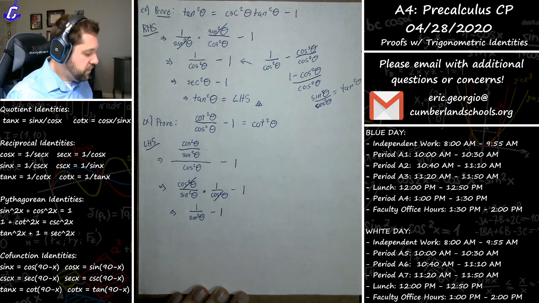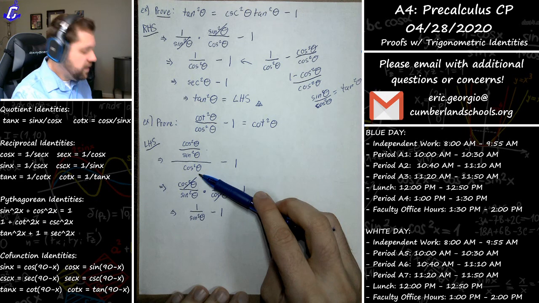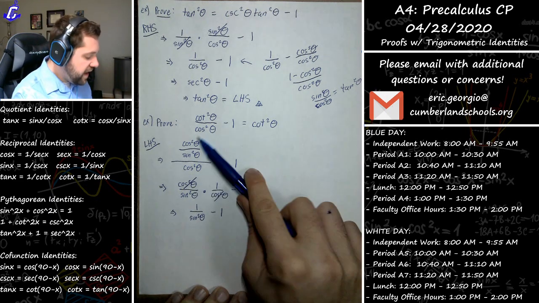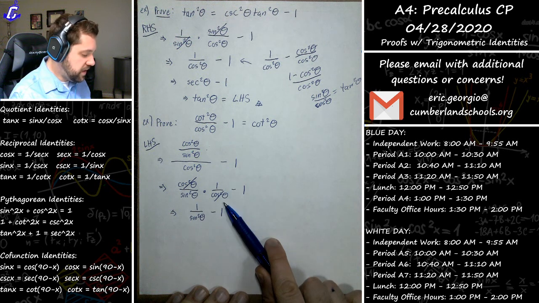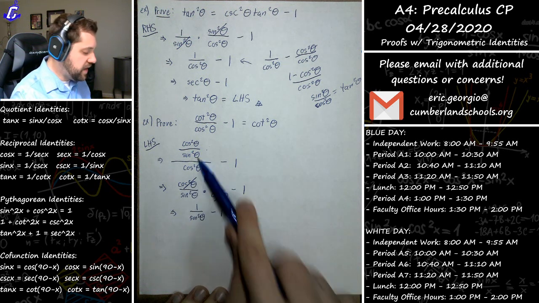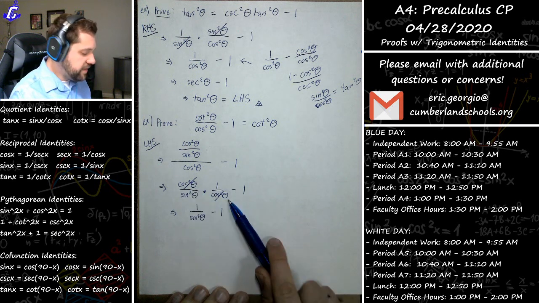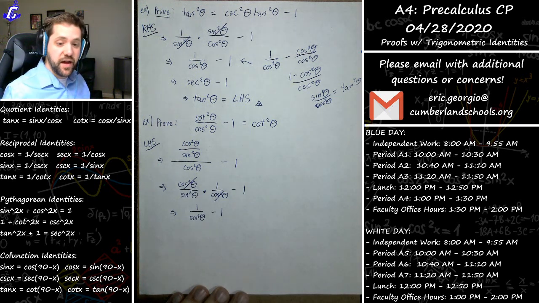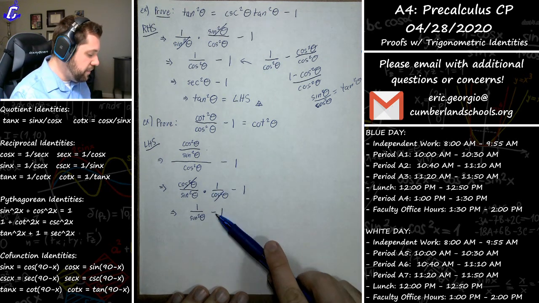Let me just go through that step one more time. What I did here, I have a fraction divided by cosine squared. So instead of writing it this way, I just rewrote it as the fraction times 1 over cosine squared. Right? It's the same as saying divide by cosine or multiply by 1 over cosine. The cosine squareds cancel out. That's why I think it's nice to write it that way, because that cancellation becomes clearer. You're left with 1 over sine squared of theta minus 1.